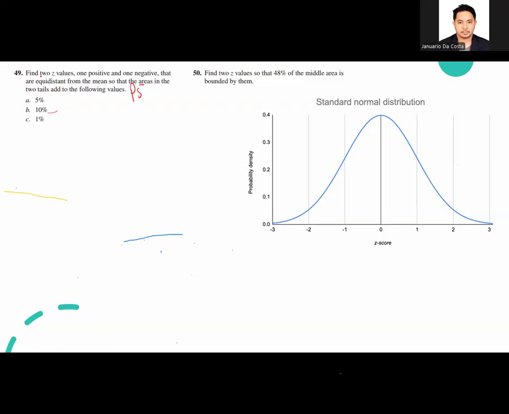Okay. This one is not problem number 5, not this one, because we will do this together. Okay, so find two z values.